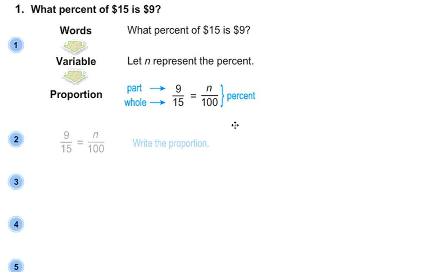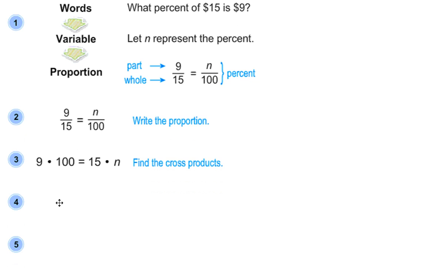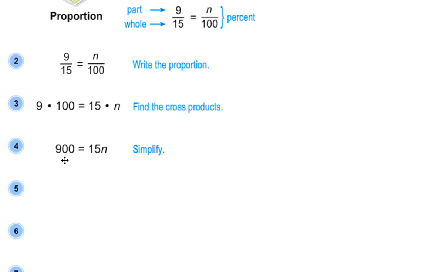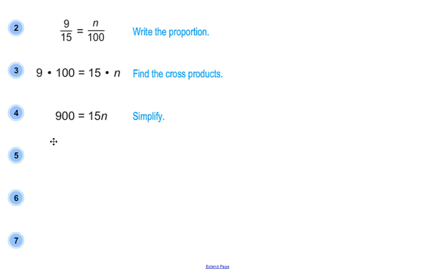So the next thing we're going to do is write the proportion. Now we can start solving it. The first thing we're going to do is find the cross products. And remember, the cross products in a proportion are equivalent. So we have 9 times 100 and then 15 times N. They're diagonal from each other. Now we can multiply our cross products. So 9 times 100 is 900. 15 times N is 15N. Our next step is to divide by the coefficient, which is the number being multiplied by the variable. That's 15, so I'm going to divide both sides by 15.